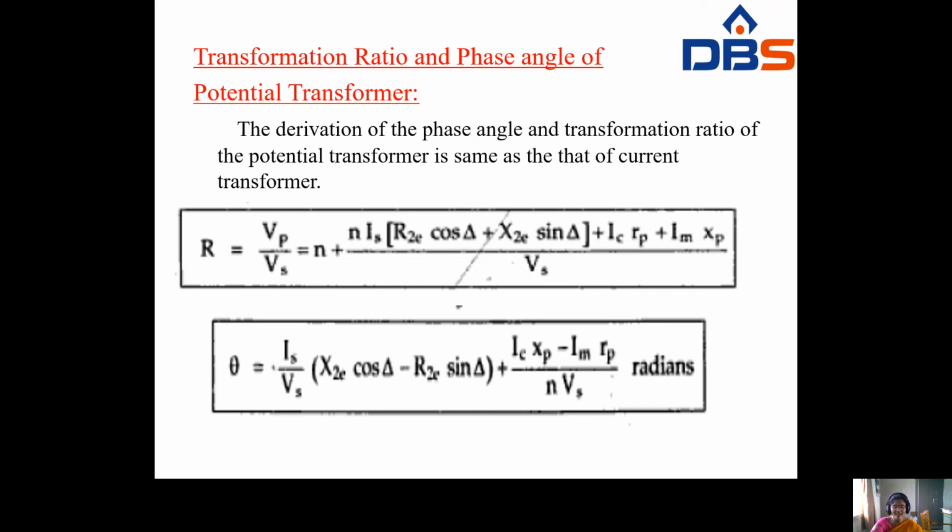Similarly, the phase angle for the potential transformer is given by Is Vs, secondary current by secondary voltage, into X2E. Here X2E is nothing but equivalent reactance, and R2E is nothing but equivalent resistance. X2E cos delta minus R2E sin delta plus IC XP, where IC is the core loss component, IM RP, where IM is the magnetizing component, divided by N into Vs radian. These are the formulas for transformation ratio and phase angle for the potential transformer.